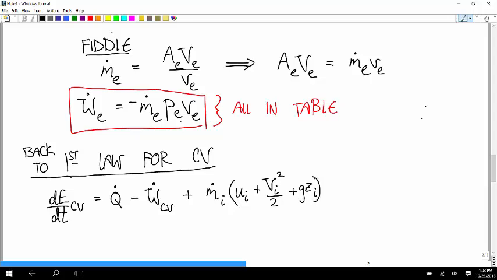Okay, and then we have minus ME dot times the quantity UE plus speed E squared over 2 plus GZE. That V is velocity, right? Speed, really.